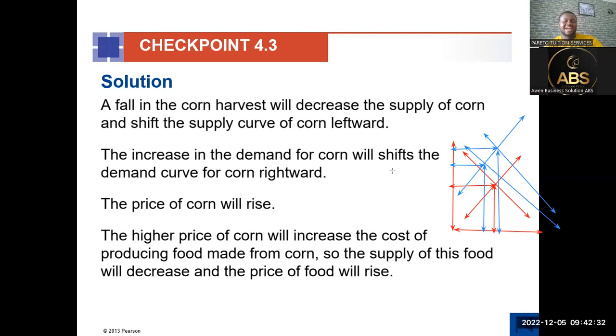But then it can run through other foods because normally food has substitutes. So it's either we use food produced using corn or maybe wheat or millet. So if the corn foods' prices are going up, then the prices of the other ones too will go up. So this is where we end.